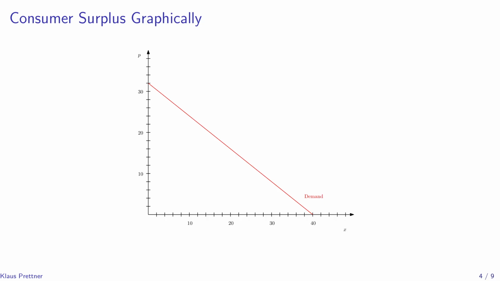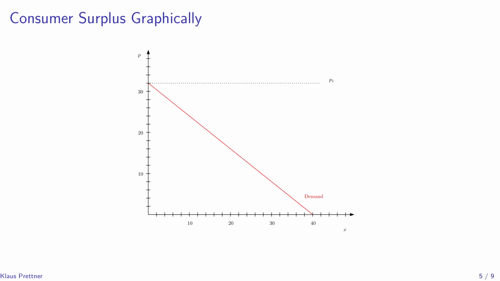Now let's think about this again from a graphical perspective. We have here the quantity demanded of a certain good along the horizontal axis, and on the vertical axis we have its price. And the demand function is downward sloping. So for a very high price you demand little of the good, and for a low price you demand more. So the demand curve represents the consumer's willingness to pay. For each unit it tells the maximum price that the consumer would be willing to accept.